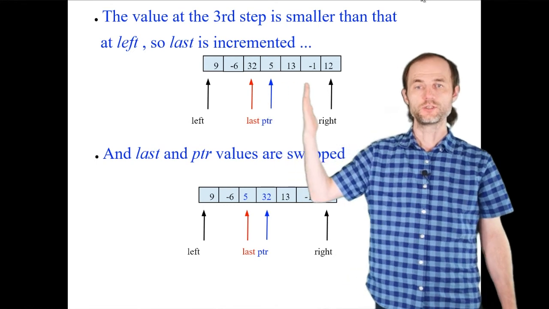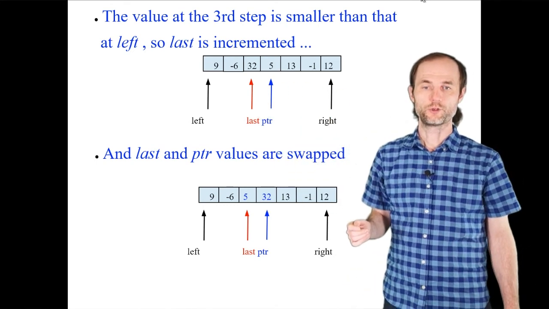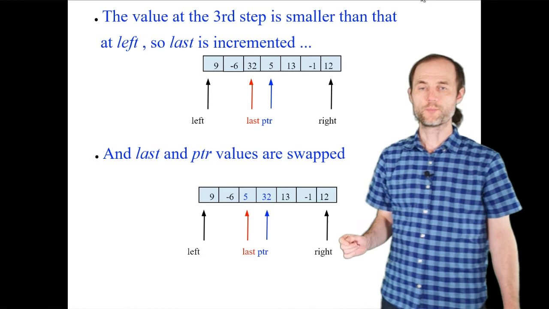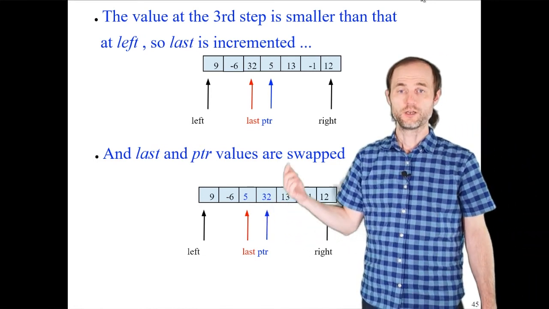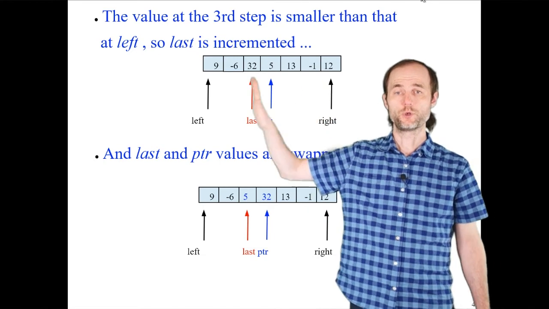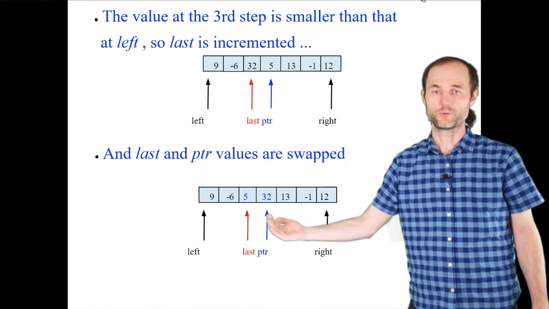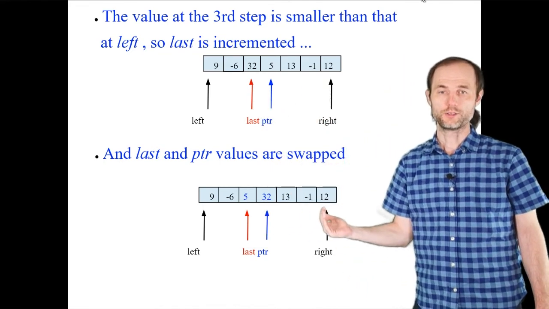And PTR continues its sweep further and further. So that's where the swap happens. So now you see what we've gotten is we've taken -6 and 5, and we've pushed them as much to the left as possible. And the walk continues.